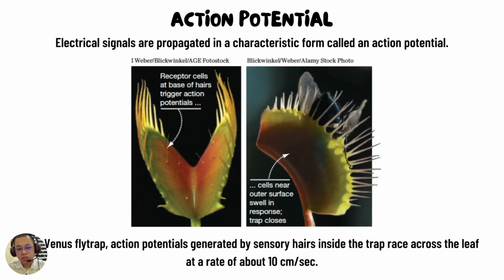We have this action potential. The receptor cells at the base of hairs trigger the action potential. Inside the Venus flytrap, we have these hairs. If they are disturbed or touched, this mechanical touch is understood as an electrical signal. That's why it will respond. In the case of the Venus flytrap, it will close.